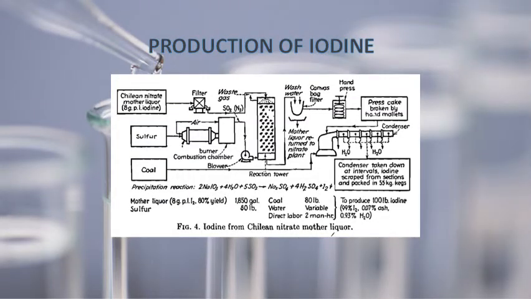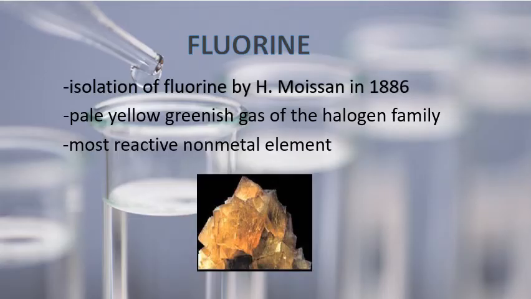Iodine was also made by reduction with sodium thiosulfate and sulfuric acid, and by the reaction of sodium bisulfate, either prepared at the plant by reacting soda ash with sulfur dioxide or imported. Fluorine is a pale yellow-greenish gas of the halogen family. It is the most reactive non-metal element and was isolated by Moissan in 1886.